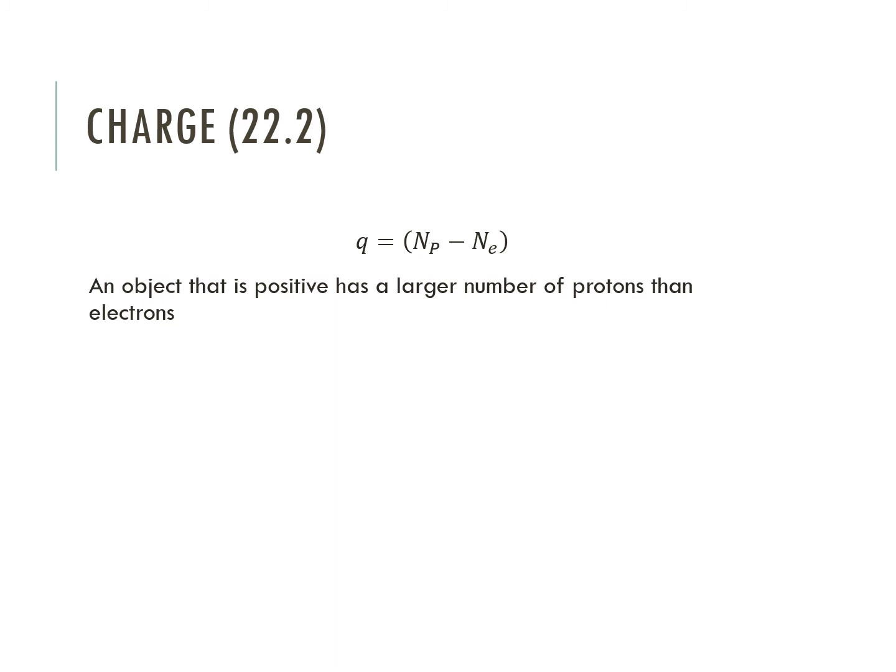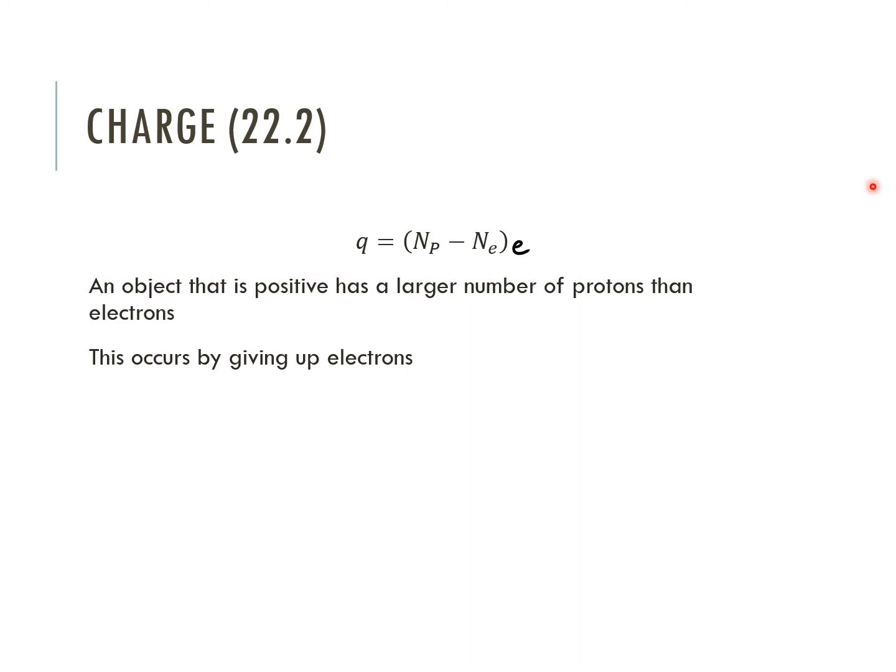So with this equation, oops, I forgot the E here. Let me just pop that in. If an object has a larger number of protons than electrons, that means that the object is going to be positive. You'll have a positive number in the parentheses. E by itself is a positive number, so this would give us a positive Q value, making our object have a positive charge.